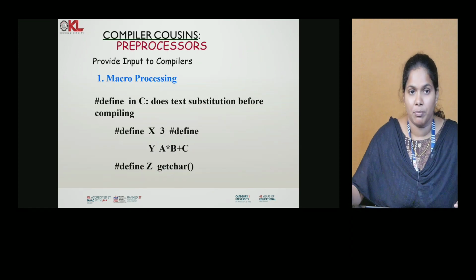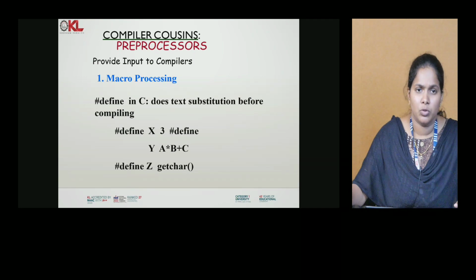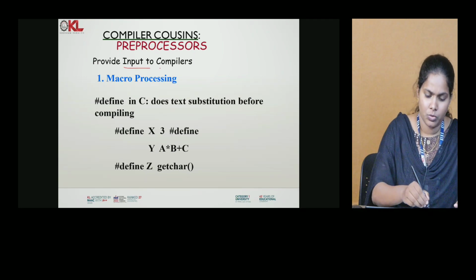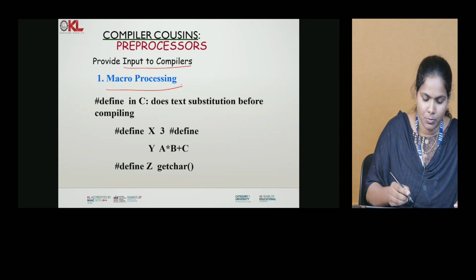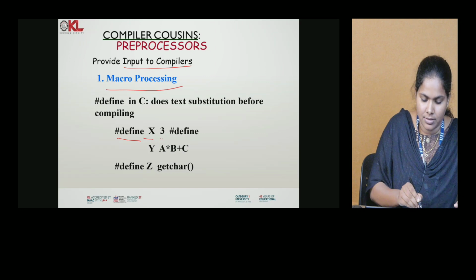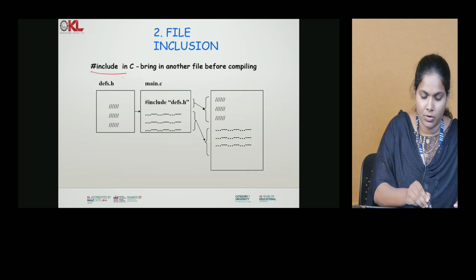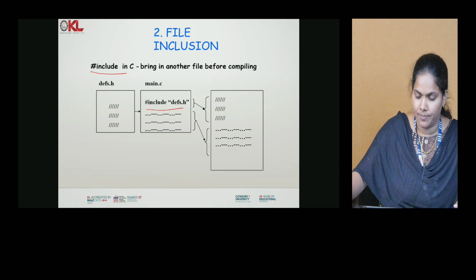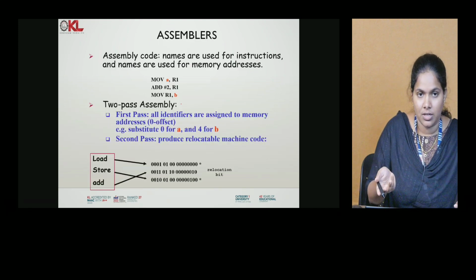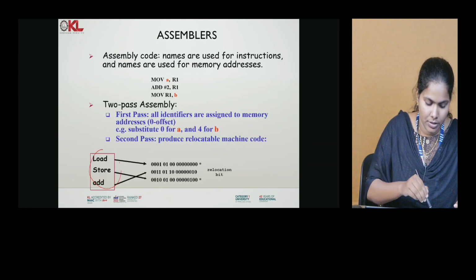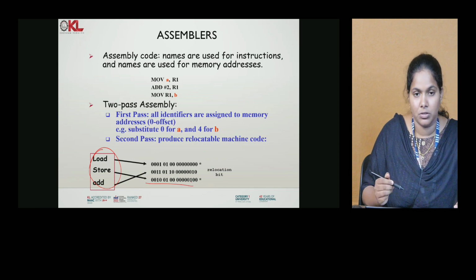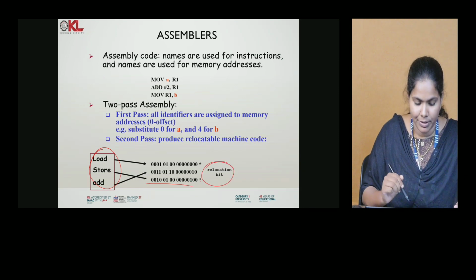I already told you that in the preprocessor we provide the input to the compiler, with macro preprocessing like #define x 3, which we define here, and we include the #include files. The next step is the assembler. I already told you it will take the assembly language and convert it into relocatable machine code.